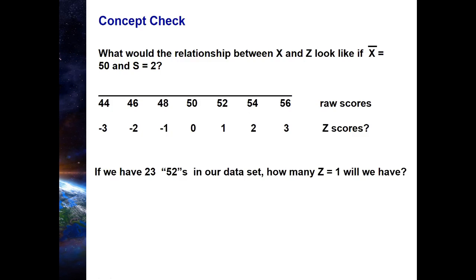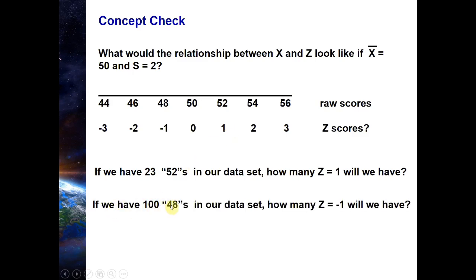Now, think about this. If we have 23 people who got 52 in our data set. Okay, so we have 52 23 times. 52, 52, 52, 23 of them. How many z-scores will we have? Well, if there's 23 52s, how many 1s will we have? How many of these z equal 1? We'll also have 23, right?